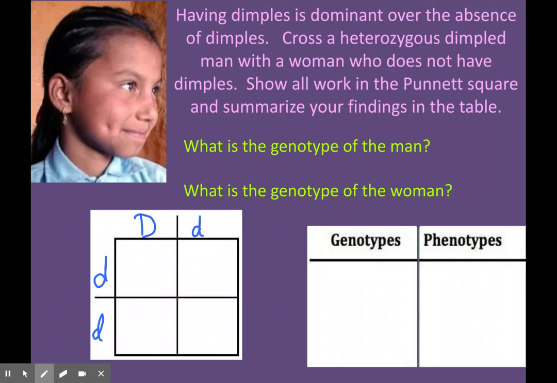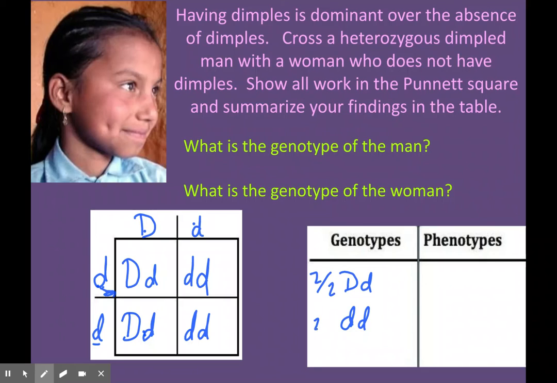So now for the man, we're going to cross down his big D and then his little d. And for the woman, we're going to go across, so little d, and then this one, little d to little d. So what genotypes do we get? We got big D little d, and we got little d, little d. So 2 of the 4 were this, and 2 of the 4 were this. So what are the phenotypes? For these, that means they would have had dimples, and then the other 2 would not have had dimples.